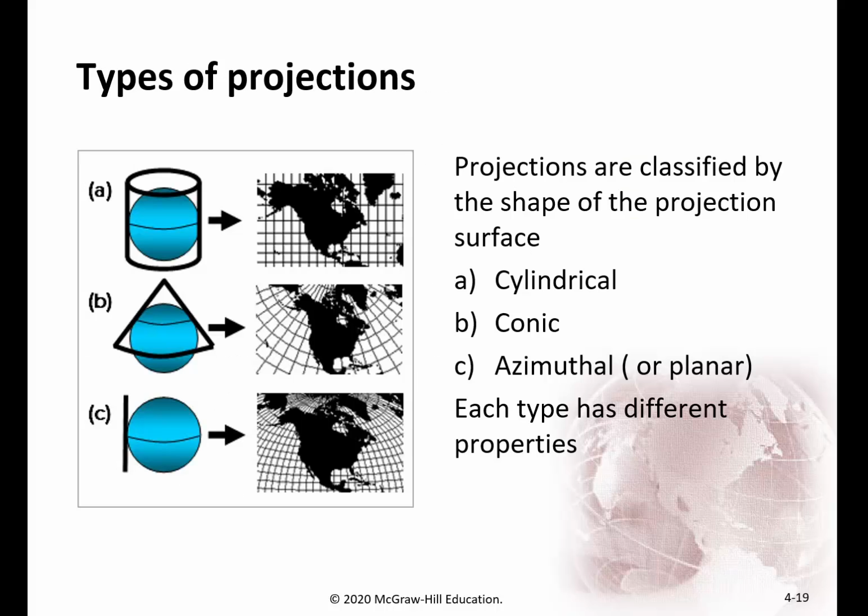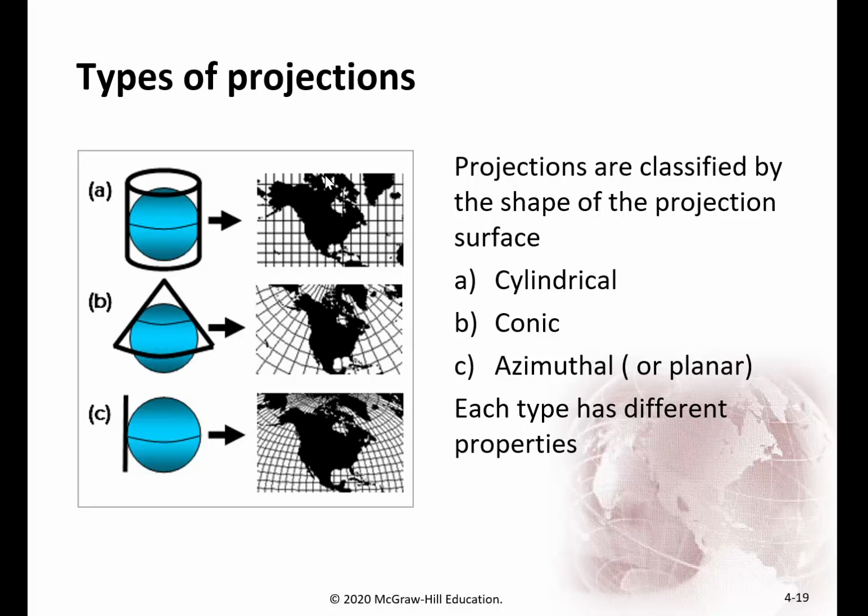Continuing with map projections, it is really important to note that generally there are three major groups or classes of map projections. Initially, we're going to have a cylindrical, a conic, and an azimuthal. This is also known as a planar map.